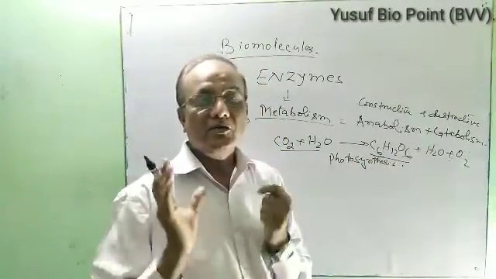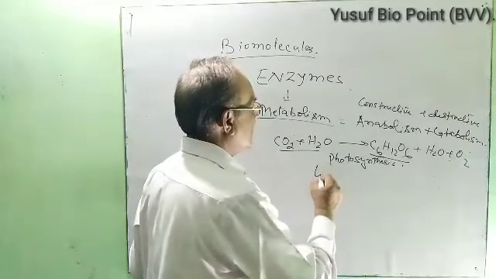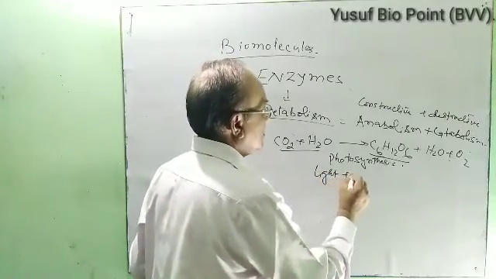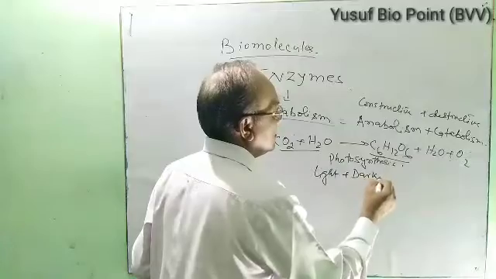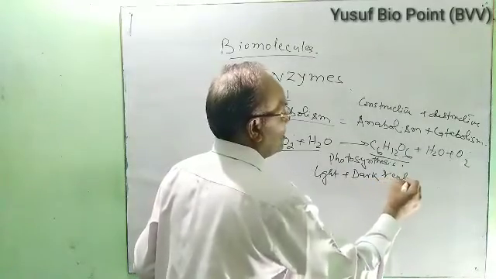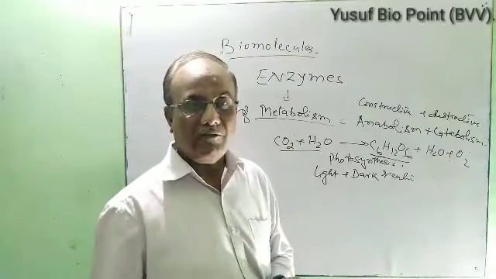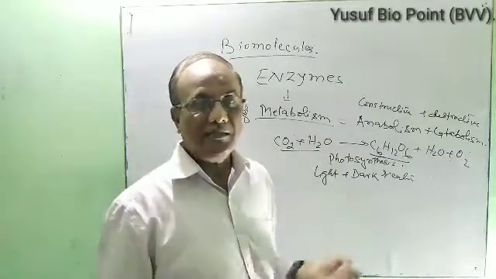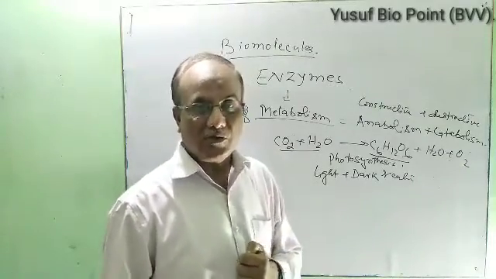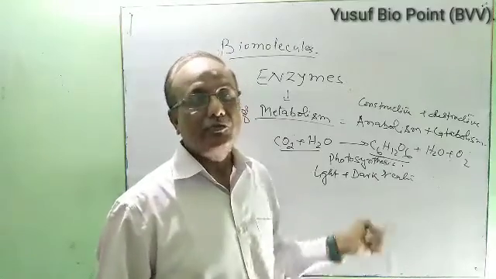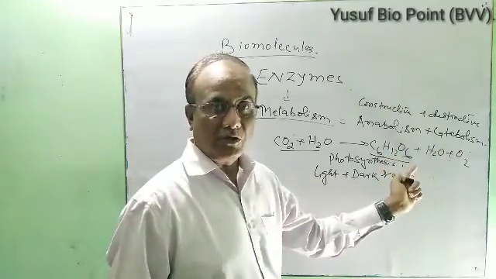In photosynthesis, you know that there are light reactions and dark reactions. In the dark reaction you will get the Calvin cycle, and in that cycle there are so many uses of enzymes, and due to these enzymes this reaction goes on.